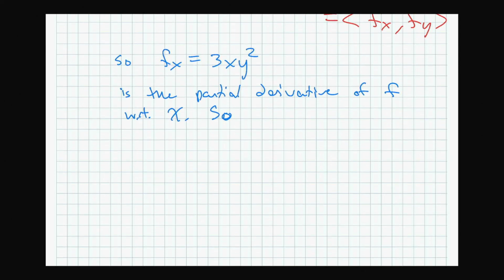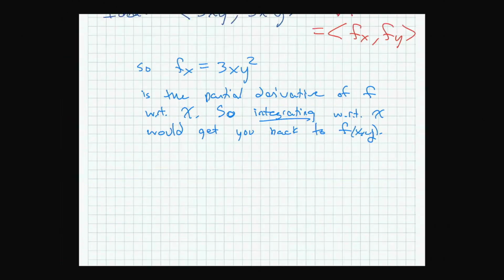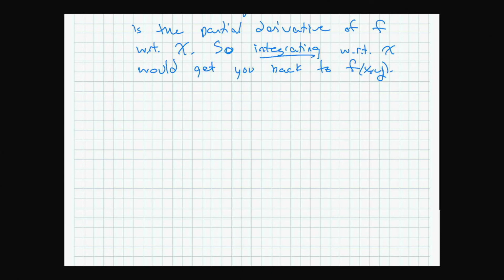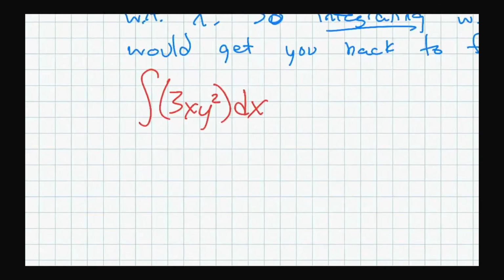So if you integrate with respect to x, you would work backwards to f. That would get you back to the little f. Okay, that's the idea. So you do that integral. You do the integral of 3xy squared, and you do it with respect to x because that's what it was the derivative of. So we integrate with respect to x.